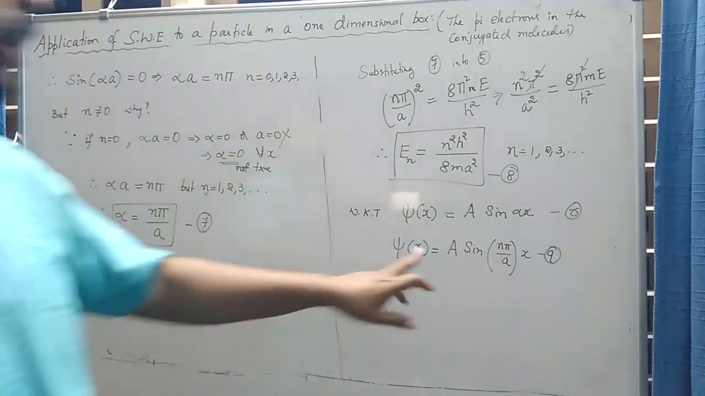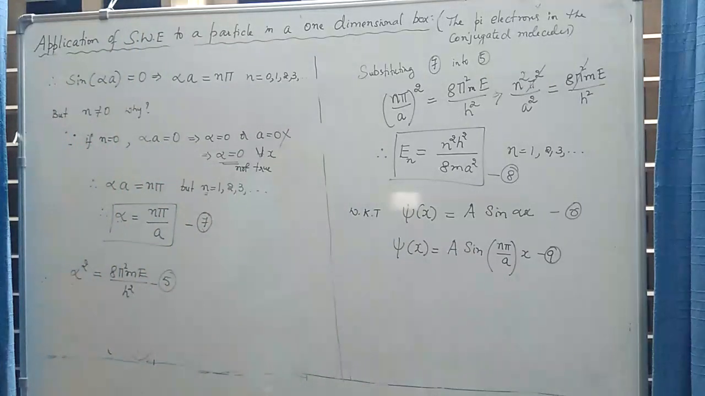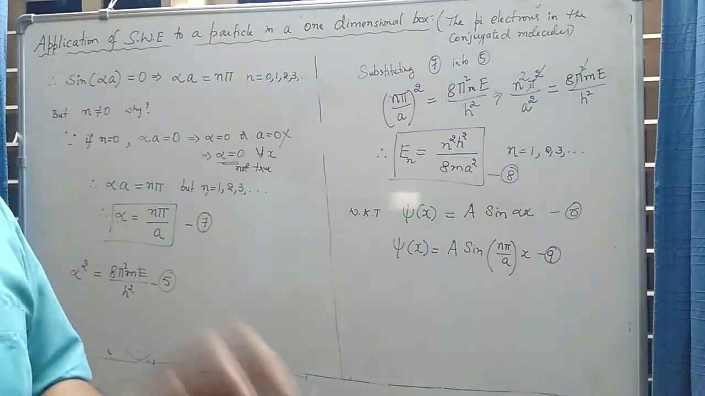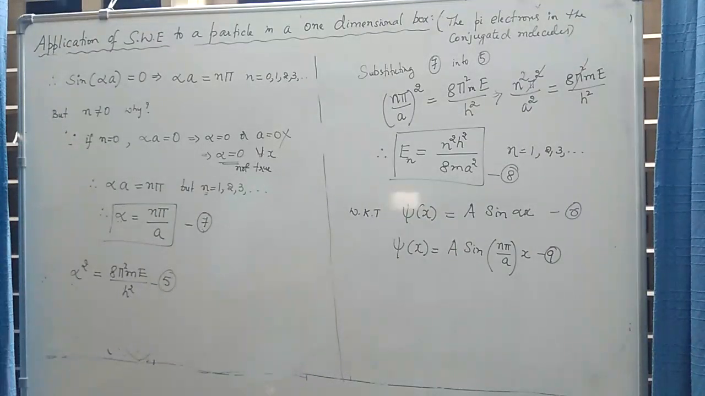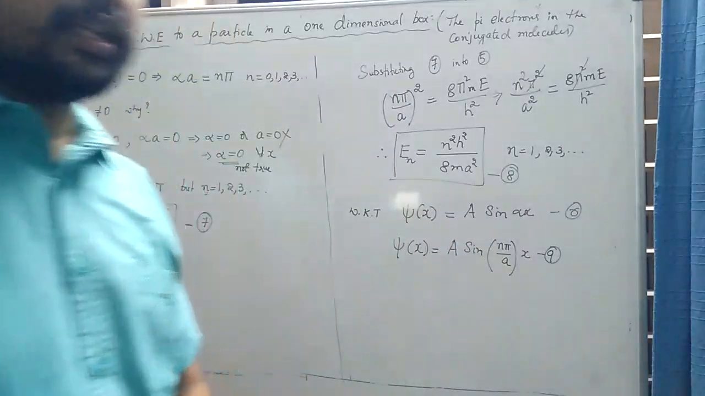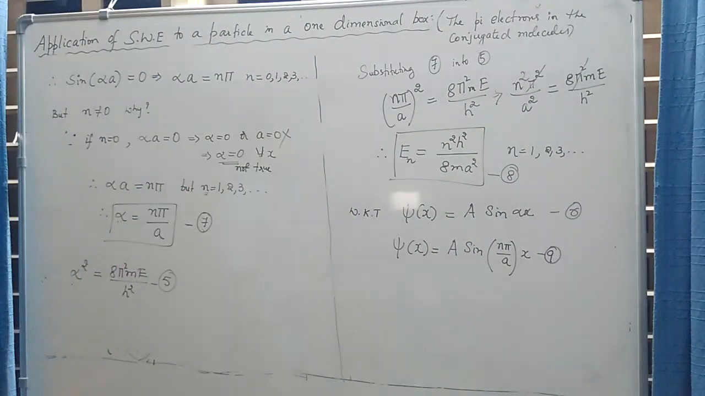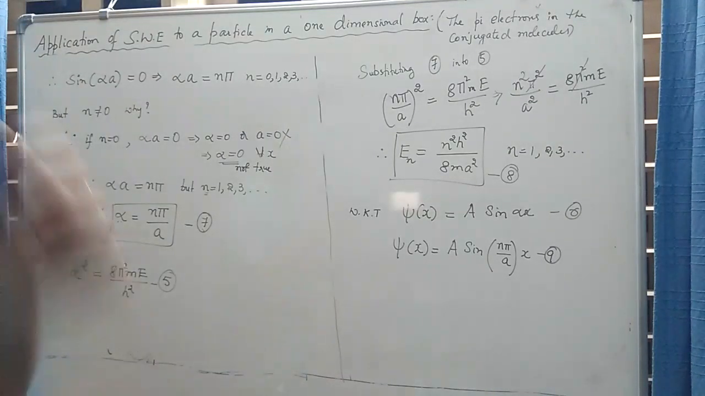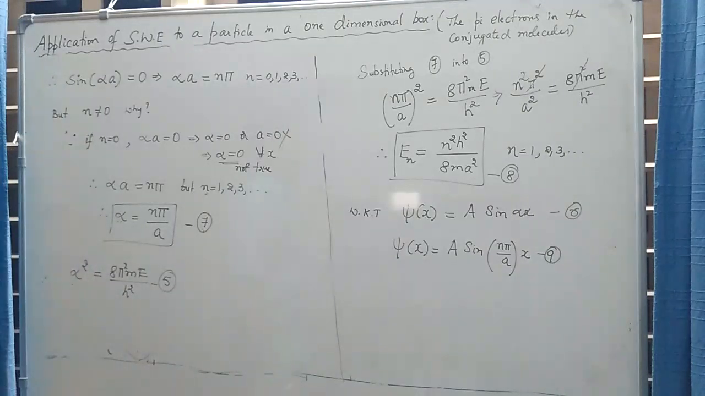Now how to find out the value of A? For that we have one more condition, that the wave function should be a normalized function. A well-behaved function should be finite, continuous, single valued, and it should be a normalized function. So if we apply this normalization condition to equation 9, it is possible to find out the value of A. What do you mean by normalization condition? The total probability of finding the particle in the entire space should be equal to 1. That condition is called the normalization condition.